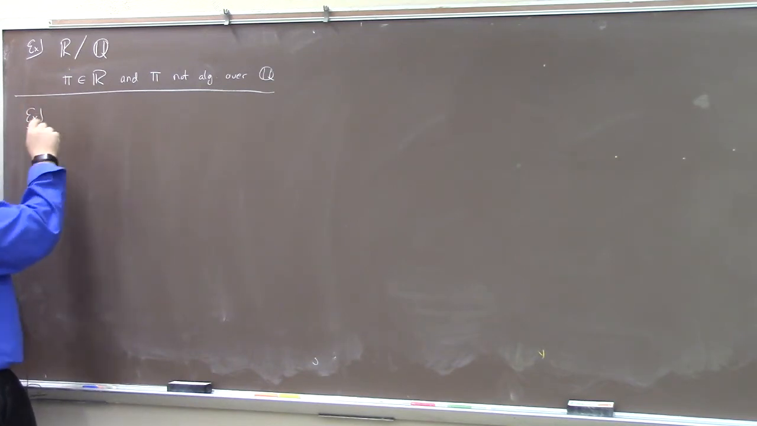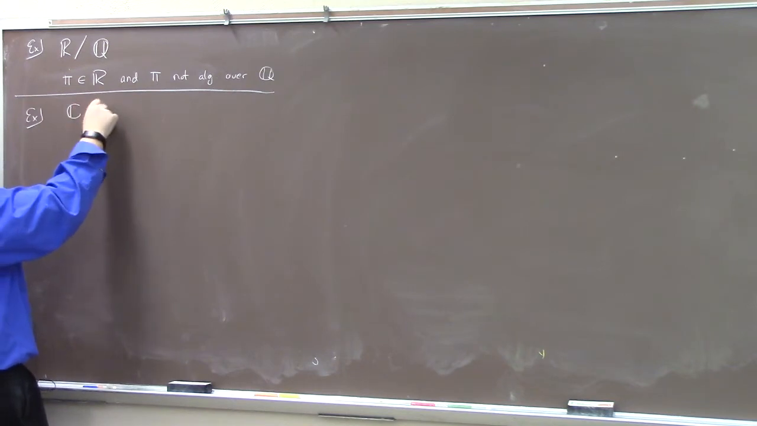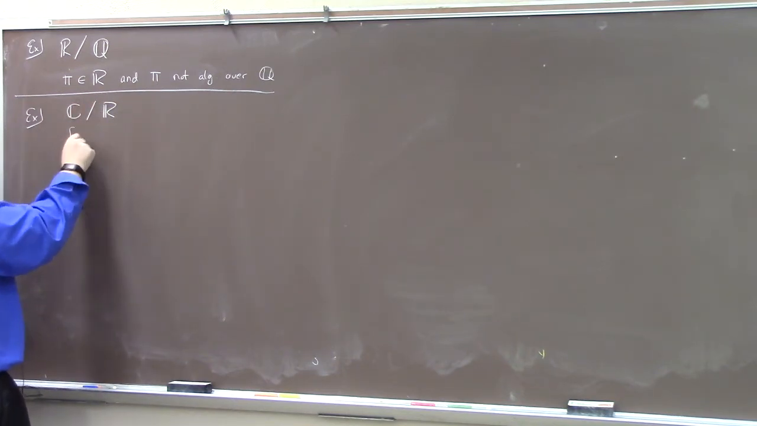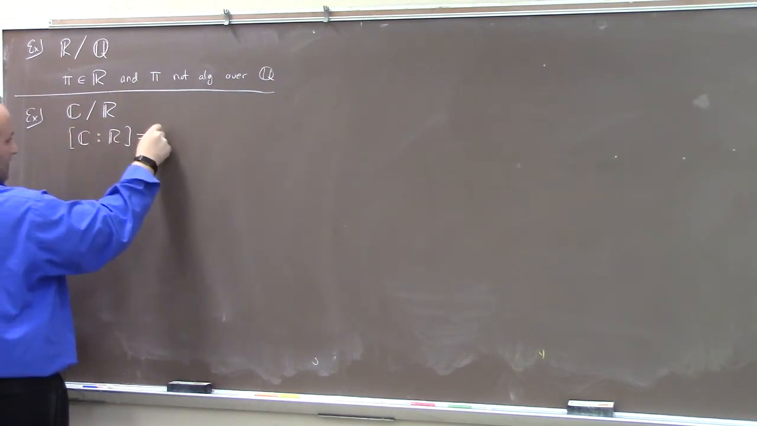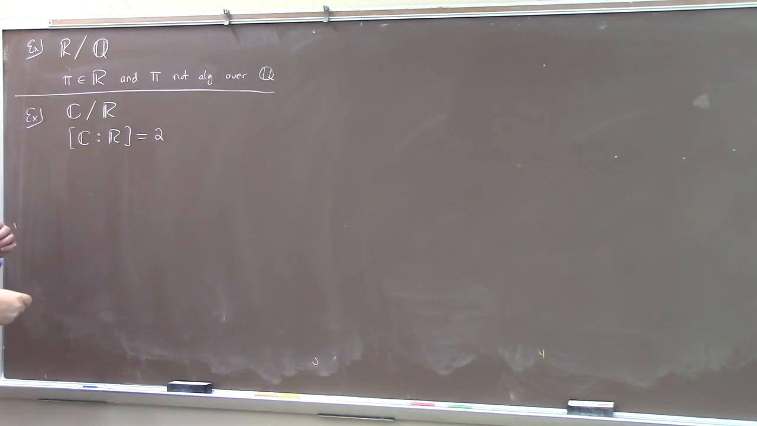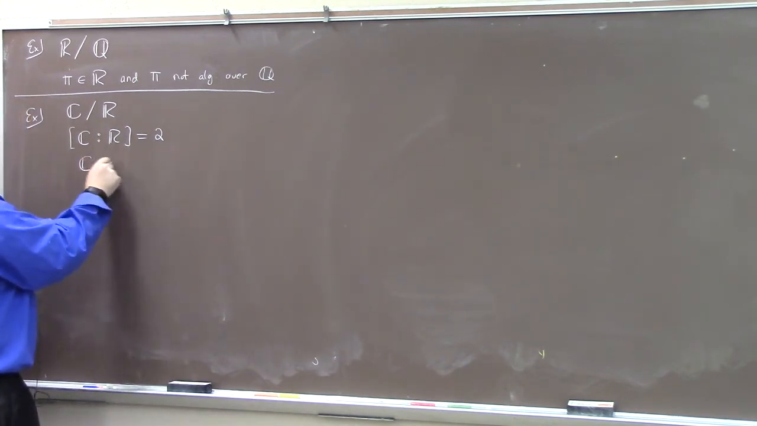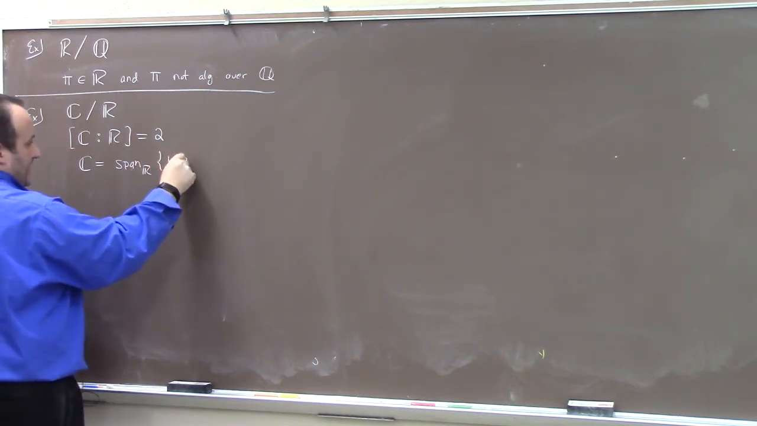In contrast, here's a positive example: the complex numbers over the real numbers. The degree of the complex numbers over the real numbers is 2, because complex numbers are nothing more than the real span of 1 and i.